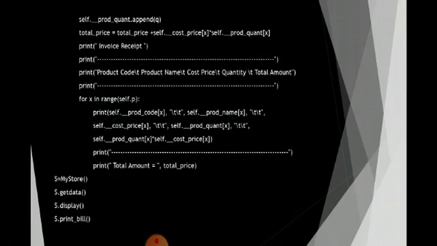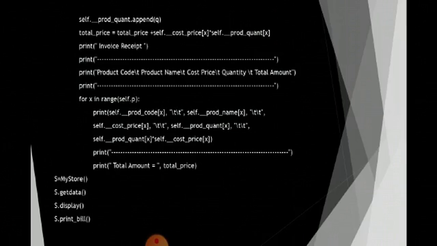Okay, s equal to my store within brackets. Here s is the object name. We already know how to access the class member. The class member function can be accessed by using the object name and dot operator. So s dot get data, this statement is used to fetch the function used in a class.